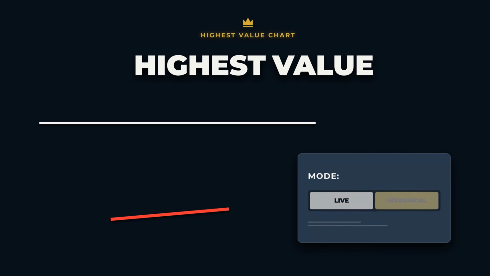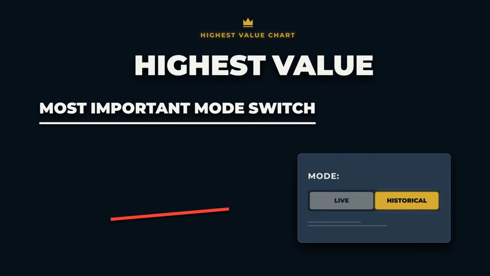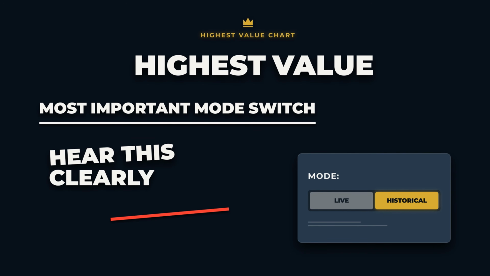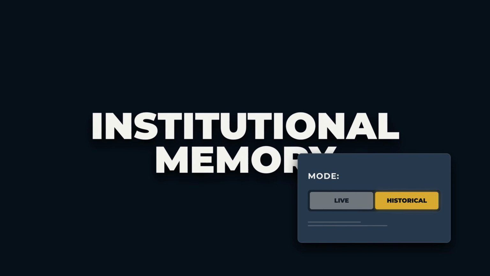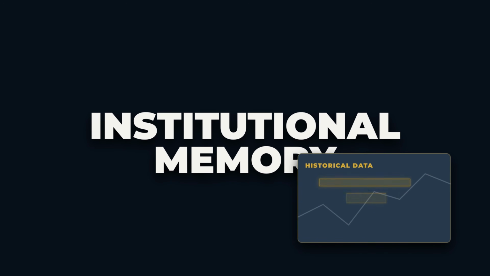What I want you guys to do is have the mode set to historical. This is the most important mode switch in the entire setup. I need you guys to hear this very, very clearly. On the 1-hour chart, you do not need live signals. You need institutional memory. Historical mode shows you every order block and every structural break that has formed on this chart, not just the ones forming right now, and that's going to be your edge. You guys definitely want to know where the big money has stepped in before, because those zones are magnetic. Price comes back to them all the time. Flip the 1-hour chart to historical mode right now if it isn't already.